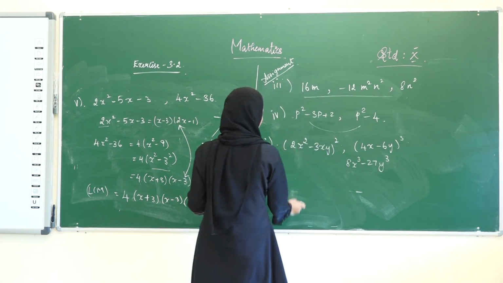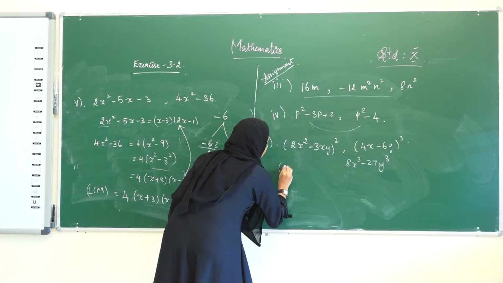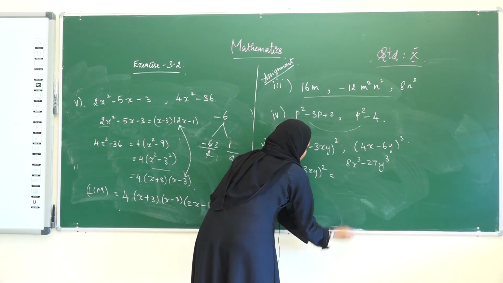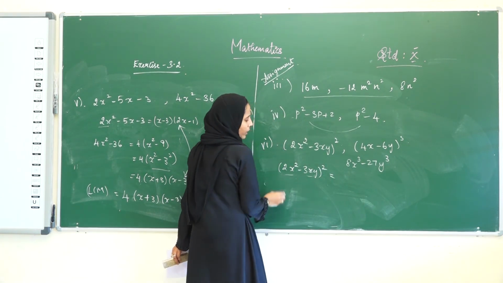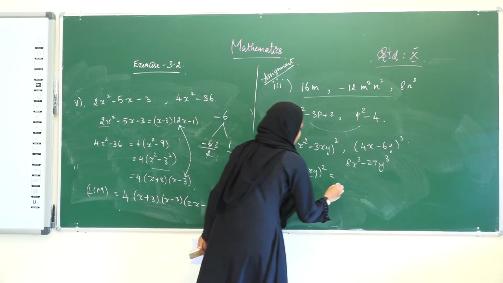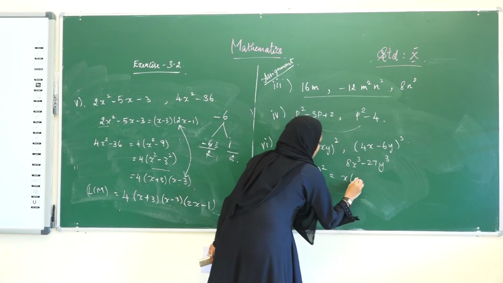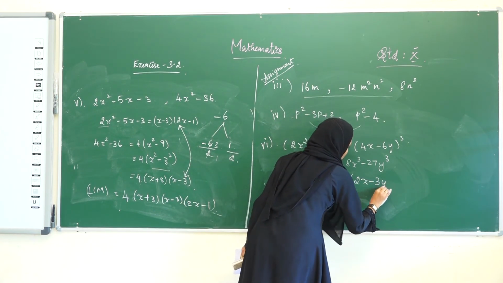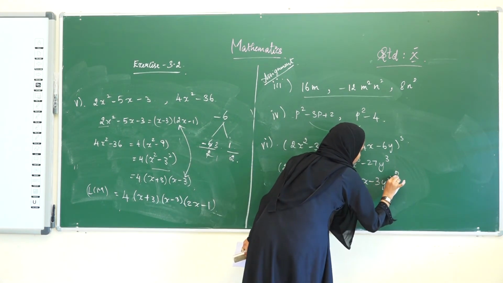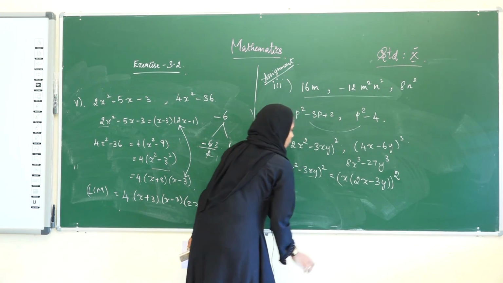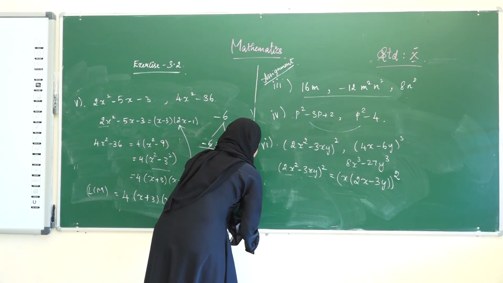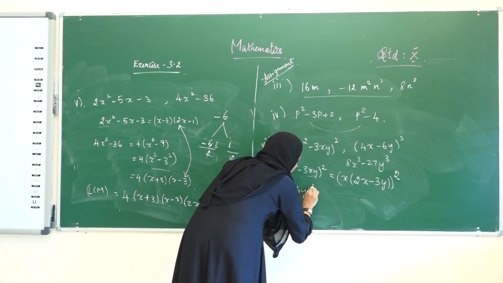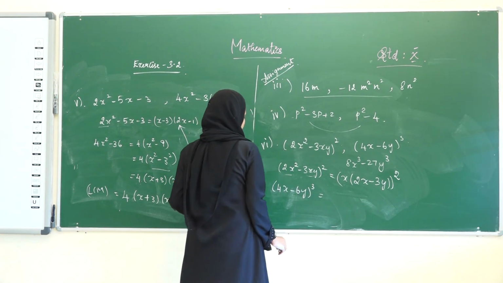Now let us consider the first polynomial, that is 2x square minus 3xy the whole square. In these two terms, what do we have in common? We have x common, therefore we can take x outside. Then the remaining terms will be 2x minus 3y. The square term should come for this x also. Then we move on to the next, that is 4x minus 6y the whole cube.